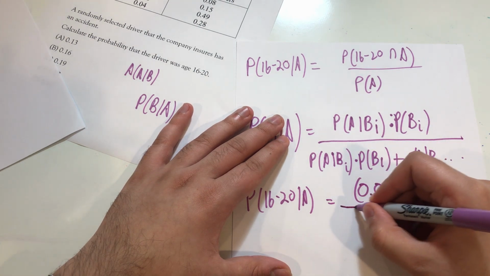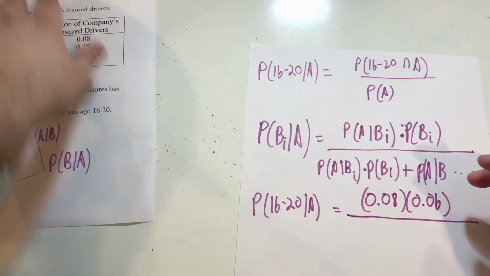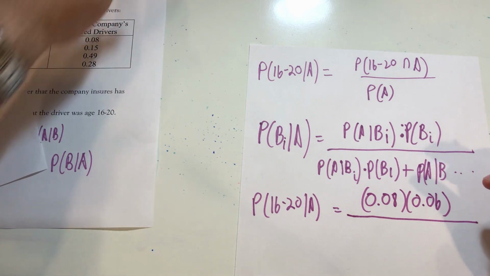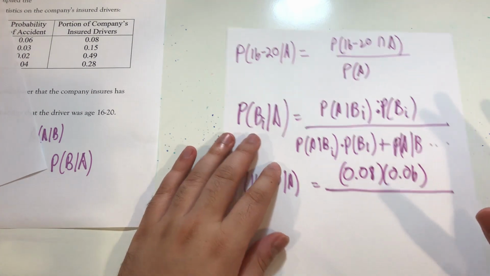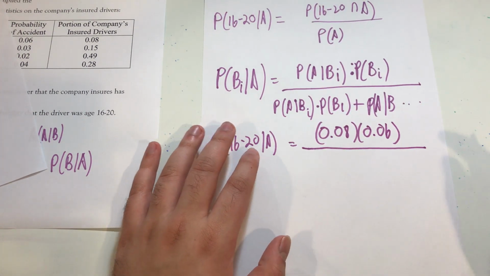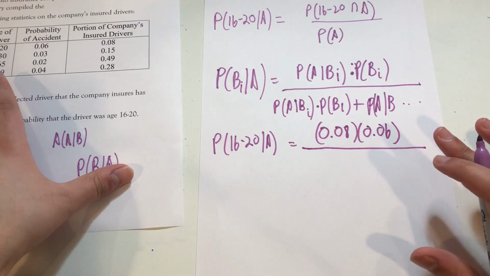And just to clarify, this video would be much longer if I were to fully go into Bayes' theorem and stuff like that. But if you want a separate video on Bayes' theorem, leave that down in the comments and I can make that video. So the denominator.